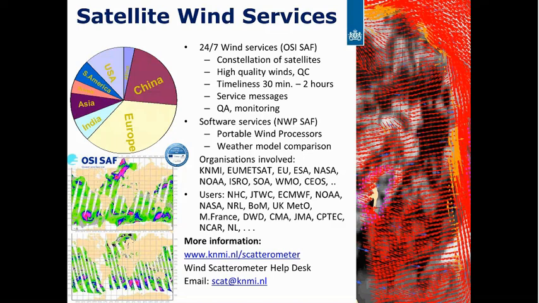With these international services, there are of course lots of organizations involved, both in Europe and outside of Europe, and also many international users, such as the National Hurricane Center, Joint Typhoon Warning Center, but also a lot of numerical weather prediction centers that are using the data. You can find more information on our website, and also we have a help desk at knmi.nl, where you can get information on our services.